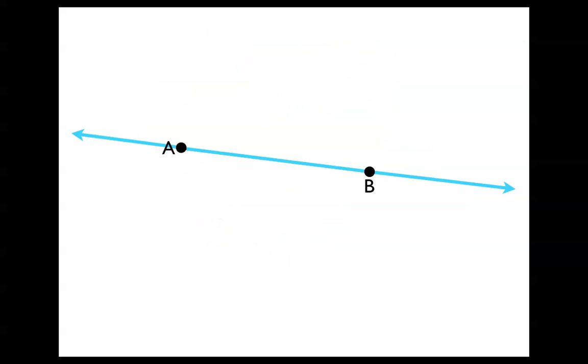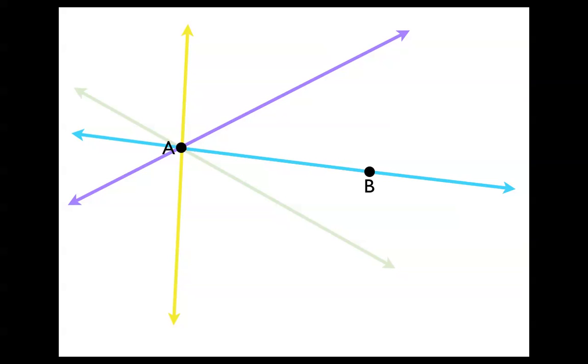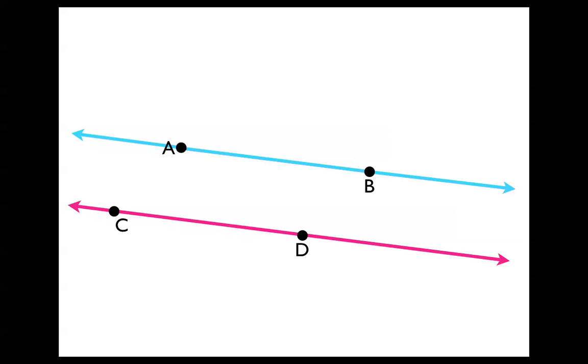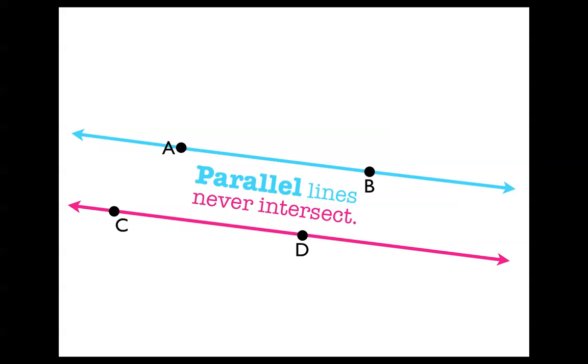Okay, now what if you have line AB and you draw another line going through point A? You could have all kinds of lines that are intersecting line AB. Or you could have a line that goes through C and D that doesn't intersect. That's called parallel. Parallel lines never intersect each other.